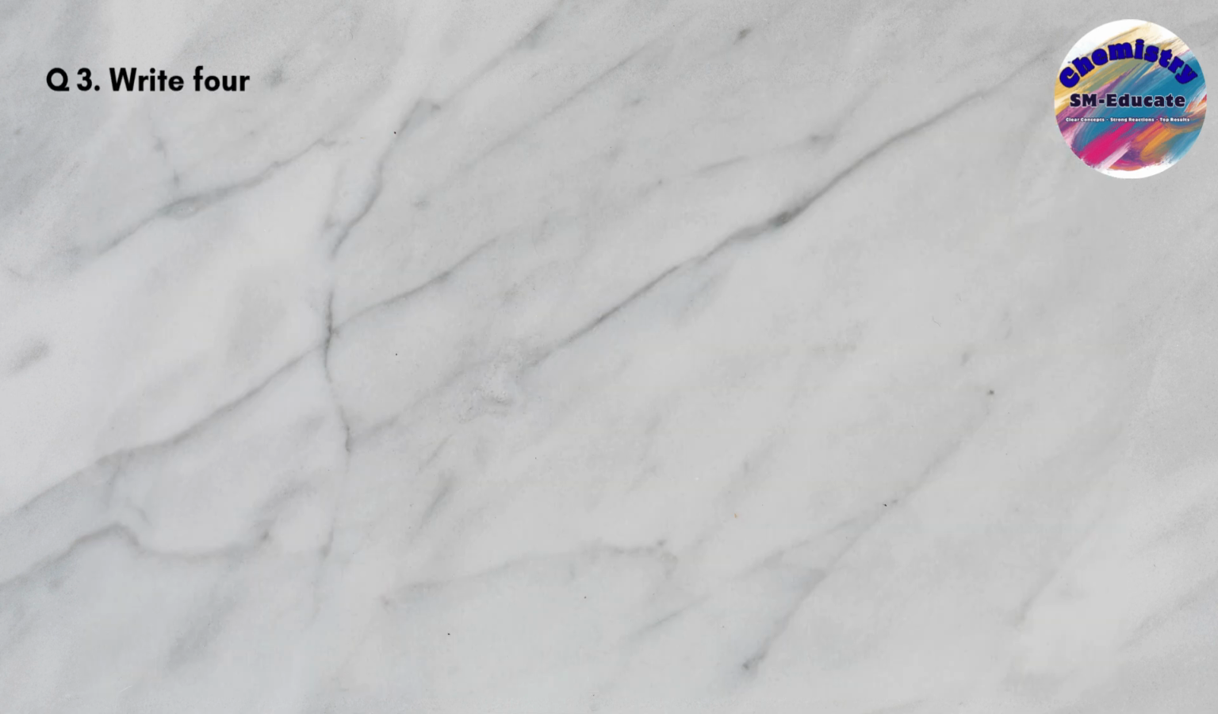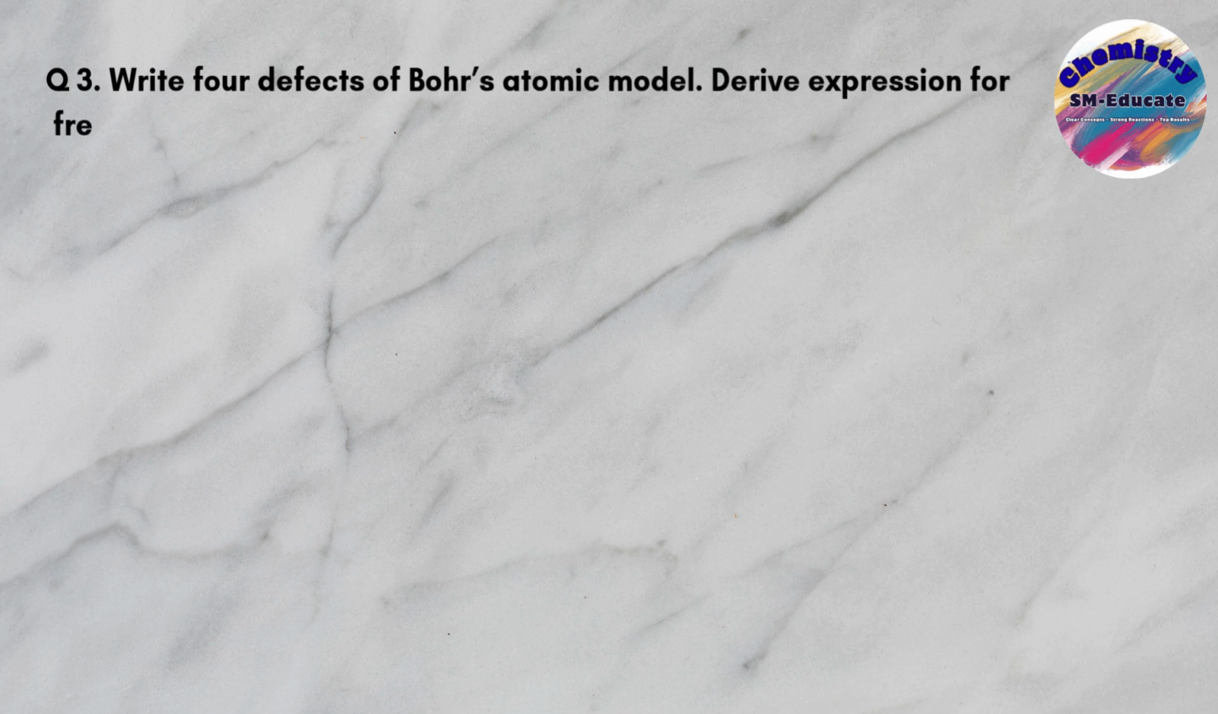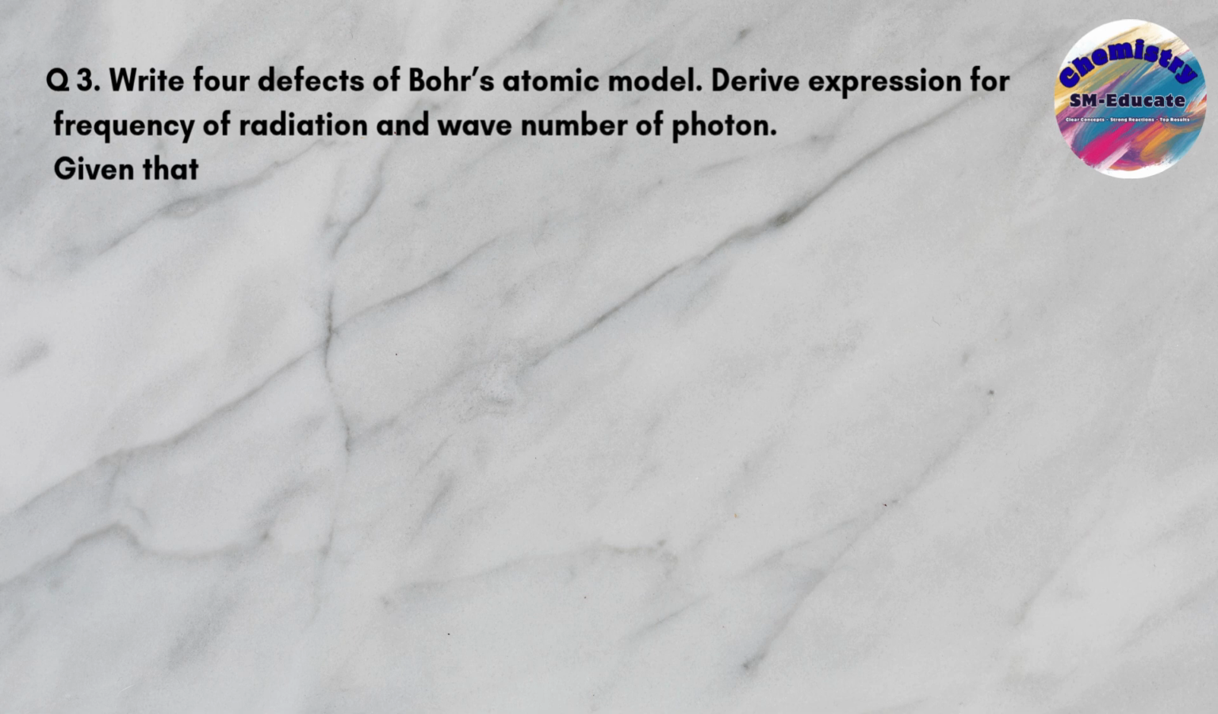Question 3. Write 4 defects of Bohr's atomic model. Derive expression for frequency of radiation and wave number of photon, given that E equals minus K, 1 over n squared. Defects of Bohr's atomic model.